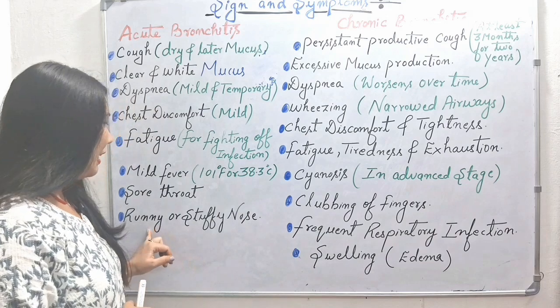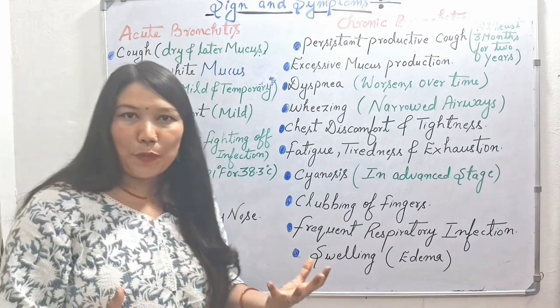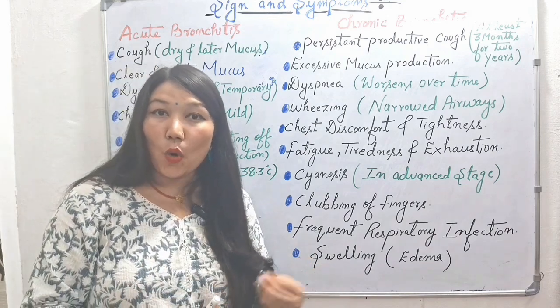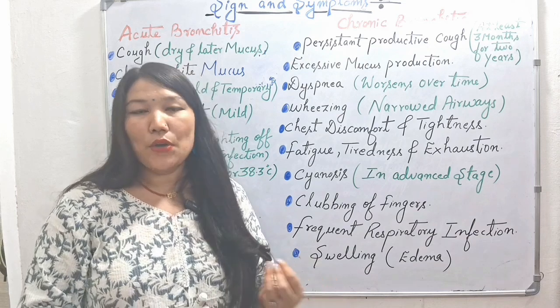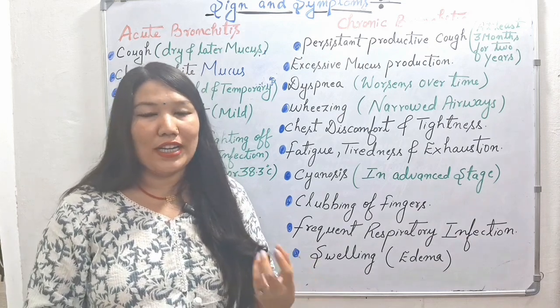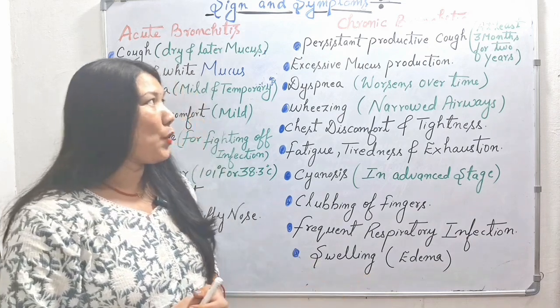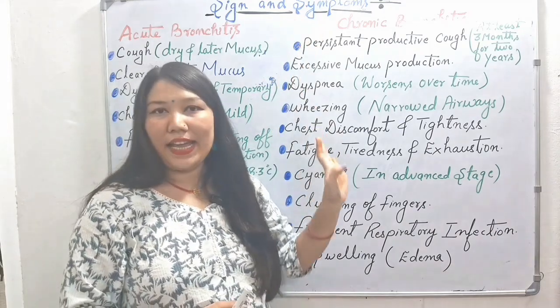Next we have runny or stuffy nose. As acute bronchitis is caused by a cold or any flu infection, the patient will have a stuffy or runny nose. Next we come to the chronic bronchitis signs and symptoms.